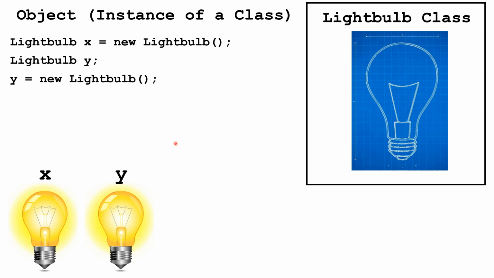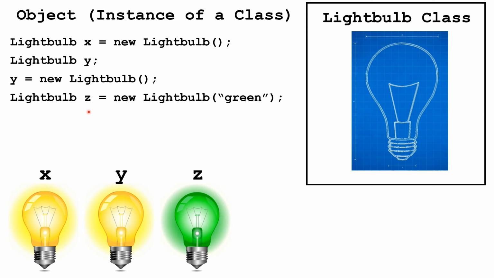Now let's look at another example. Here we're declaring the variable z of type light bulb and setting it equal to a new light bulb. However, what we're doing is we're passing some data to the constructor inside the parentheses. In this case, we're passing the string green. You can do this with some classes where you pass data inside the parentheses that determines what type of object you're creating. So the light bulb attached to the variable z is green in color. It's important to know with a particular object what type of data you can pass inside these parentheses.